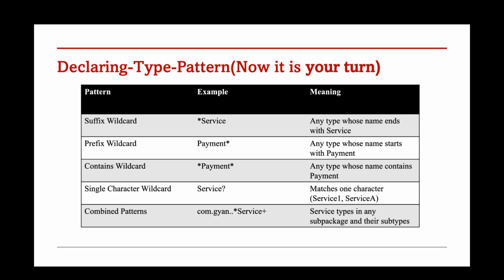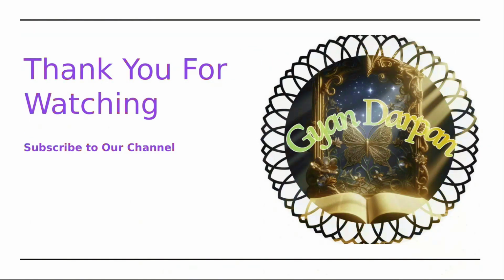Next, single character wildcard. The question mark wildcard matches exactly one character. Combined patterns: mix multiple wildcards together for very precise targeting. Try all of these. Observe the console. Share your findings in the comments. And that brings us to the end of this video.